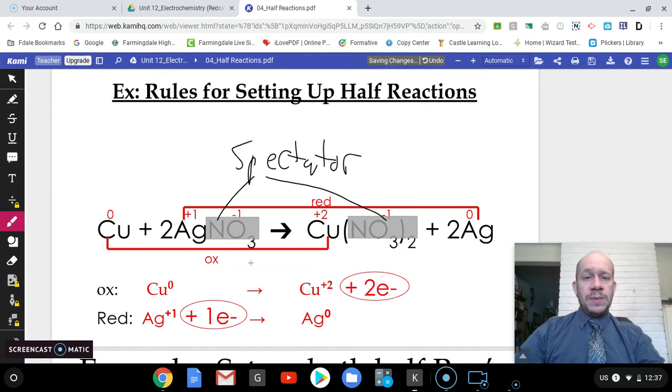Now, because copper is losing electrons, it's oxidation, so I'll write copper with its 0 charge will produce the copper +2 ion, plus those 2 electrons that are lost. The reduction is the silver, which is gaining electrons, so it has a reduction in its oxidation state. So my silver ion +1 will be gaining 1 electron, which will make it become silver with no charge.